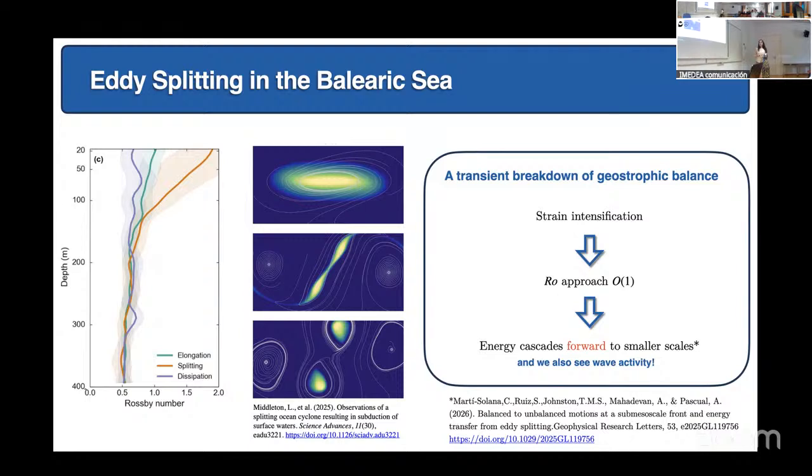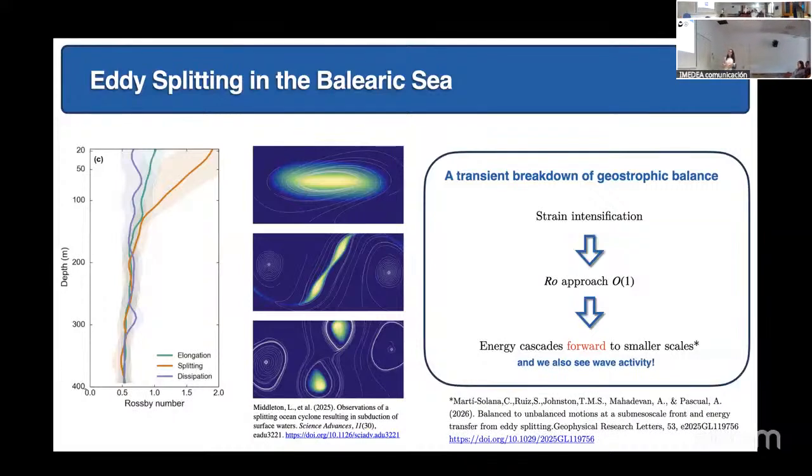And the idea we talk about in the article is that the strain intensification during that elongation of the eddy makes the Rossby number increase and reach order 1. So we have some submesoscale motions playing, and this triggers the cascade forward to smaller scales. And we also see internal wave activity, but if you want to see more, you have to read the article.